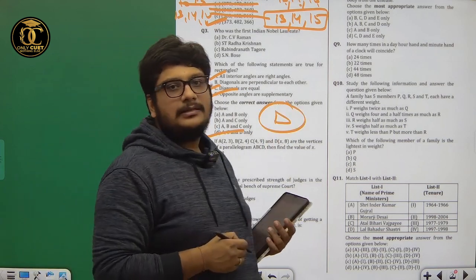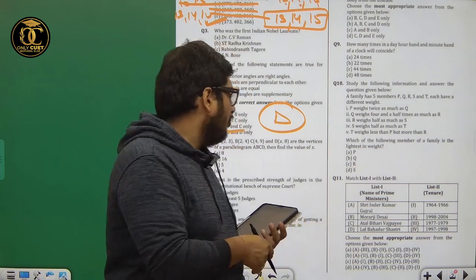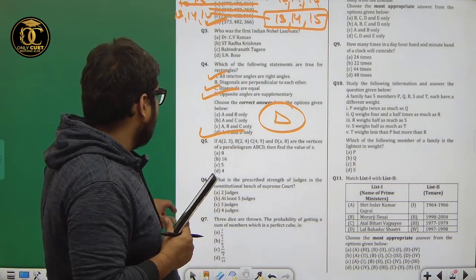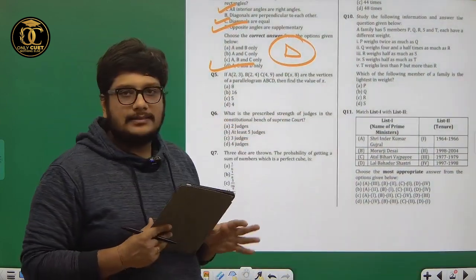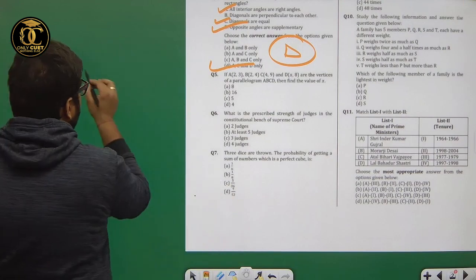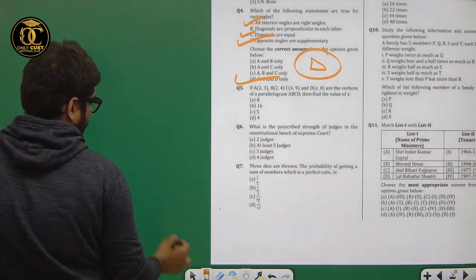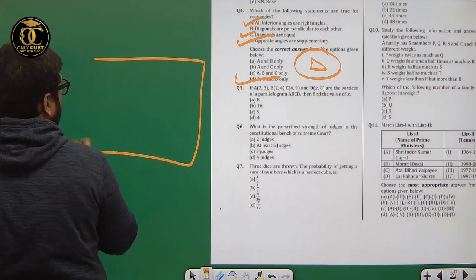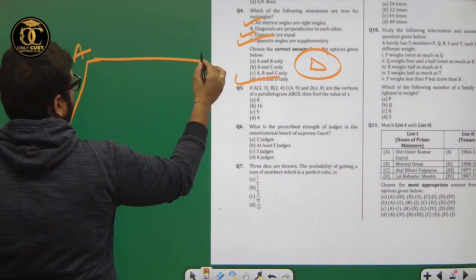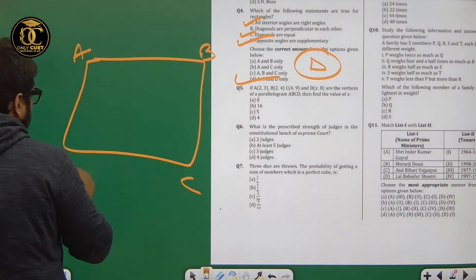What is the correct answer? Option D. Moving on to the next question. It talks about, we have given 4 vertices. There is a parallelogram A, B, C and D.